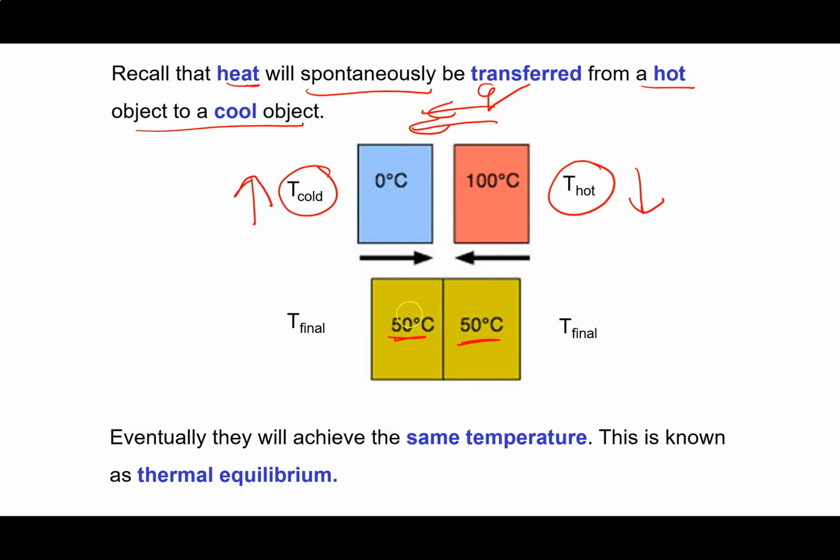Now, in this case, it ended up being the average of these two numbers. It is almost never the average of your two initial temperatures, the temperature at thermal equilibrium. So please don't think that that is a consistent idea.